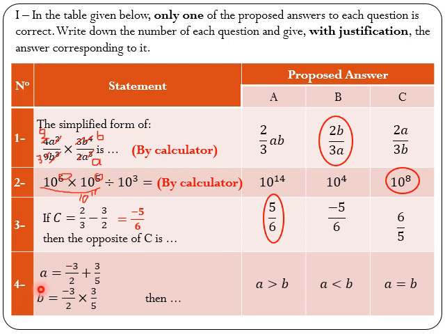Part 4, A equals minus 3 over 2 plus 3 over 5, and B is minus 3 over 2 times 3 over 5. To know if A is greater than B, less than B, or equal to B, I have to solve A and B first. A should have the same denominator. Multiply the first fraction by 5, I mean the numerator and denominator, and in the second fraction, I have to multiply the numerator and denominator by 2 to get the denominator 10. Now, I know that A equals minus 9 over 10. In B, I have to multiply the fractions, and the numerators should be multiplied by each other, so minus 3 times 3 is minus 9. And the denominators should be multiplied by each other, so 2 times 5 is 10. The answer for B is minus 9 over 10. Since they both have the same answer, then I can say that A equals B.